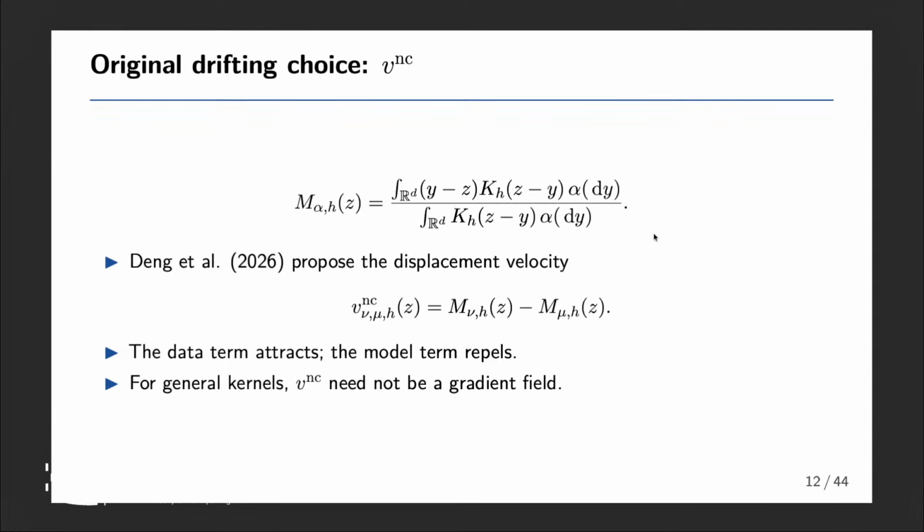So now what you do is, given the data measure nu and your current particles density mu, you define your velocity field as just the difference between these two things, right? So this is the original choice of velocity field proposed by Deng et al. in their paper, right? So the intuition here is that the data term attracts, so that all the particles will try to get closer to each other, whereas the model term will repel so that they will not also collapse at the same point, right?